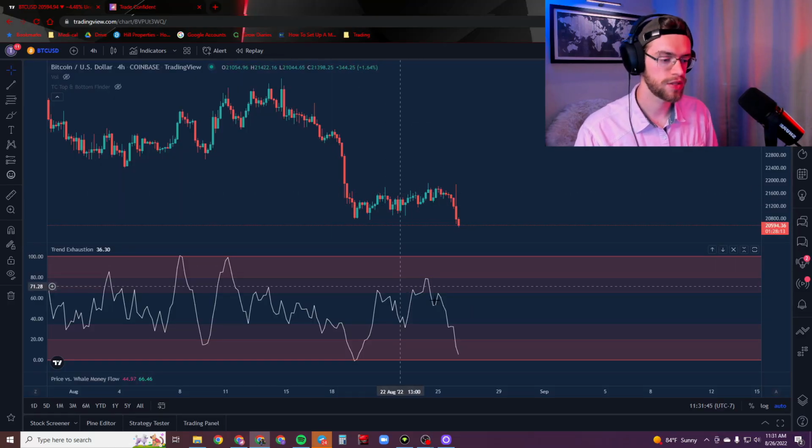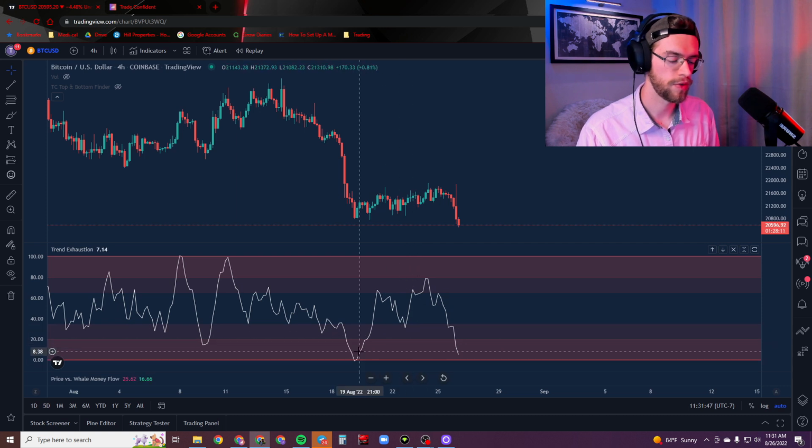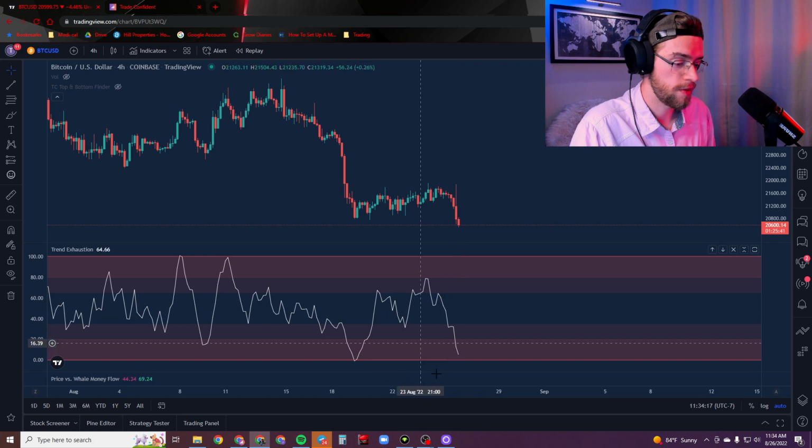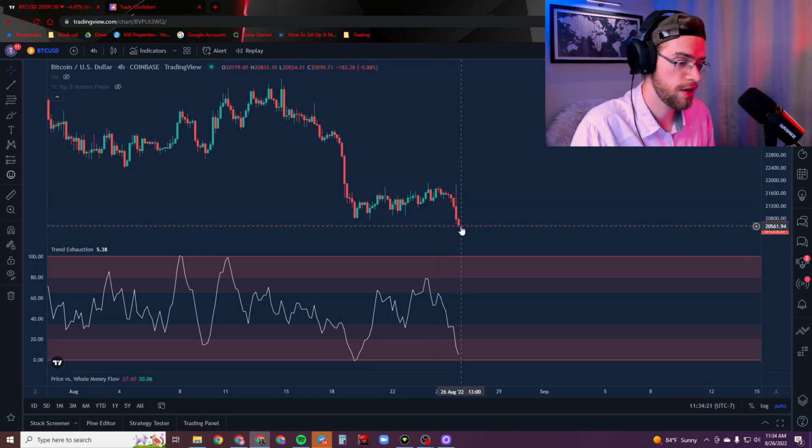Next, let's talk about the trend exhaustion. This indicator is designed to track when uptrends or downtrends are overextended and due for a reversal. It consists of two red zones, an upper and lower red zone, with a white line that oscillates between them. The white line moving into the bottom red territories of the trend exhaustion indicates that the downtrend, just like right here, is exhausted and likely to move up soon.